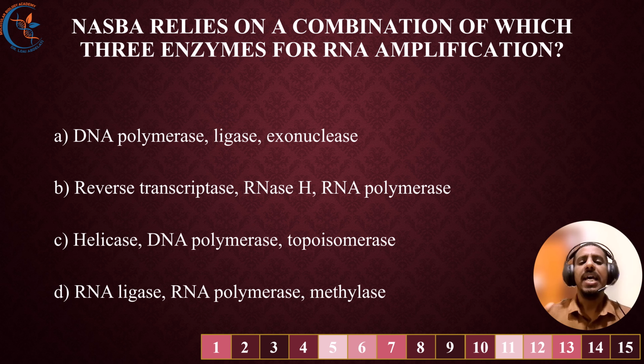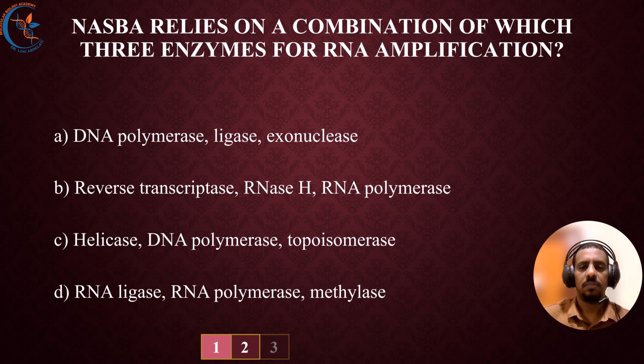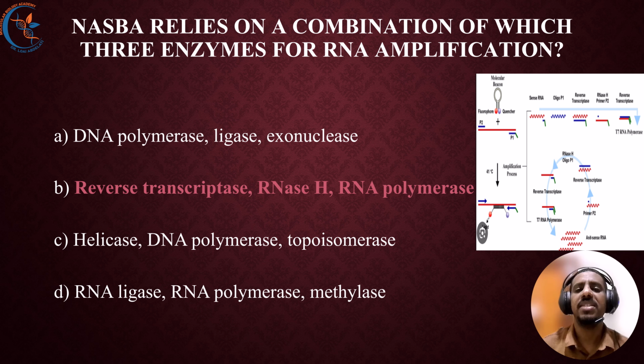Okay, this question here. NASBA relies on a combination of which three enzymes for RNA amplification? The correct answer is reverse transcriptase, RNase H, RNA polymerase. Actually, NASBA uses reverse transcriptase to generate cDNA, RNase H to degrade RNA strands, and RNA polymerase to amplify the new RNA copies. All right?